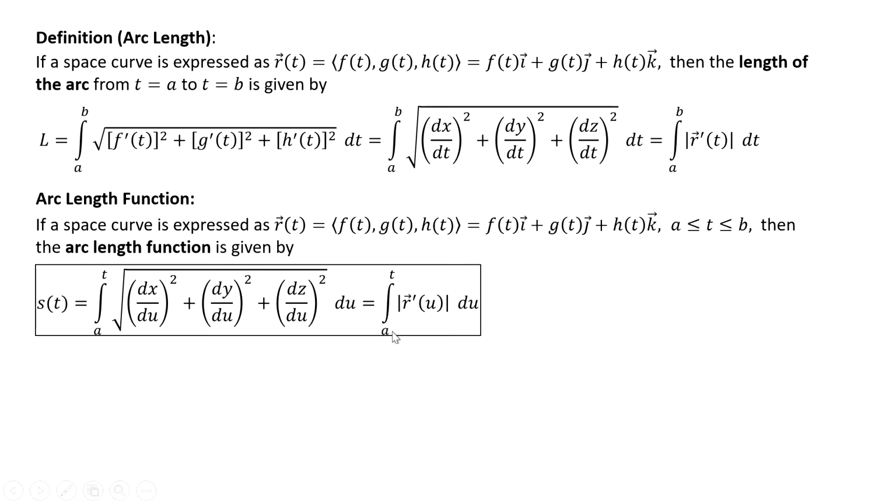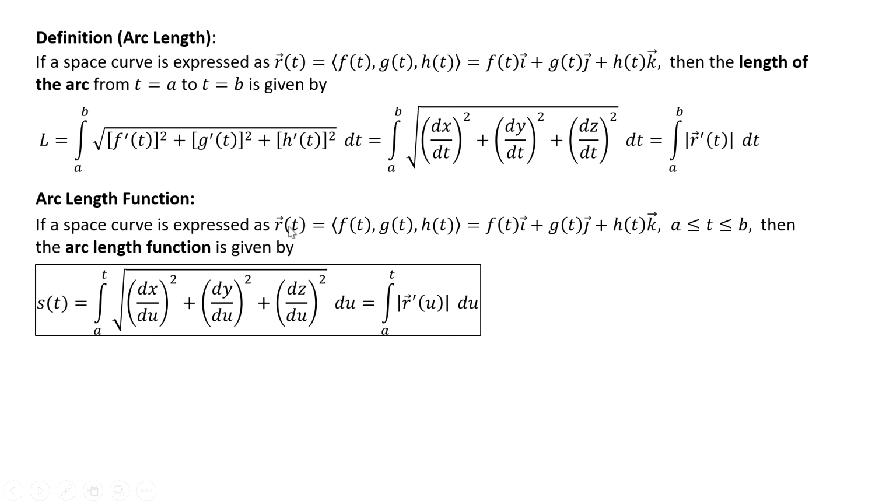Okay, and the rest of it is the same. Integral a to t of r prime of u du. Should we call it u? No, you are free to call it alpha, w, whatever you want. So u is a sort of a dummy variable.